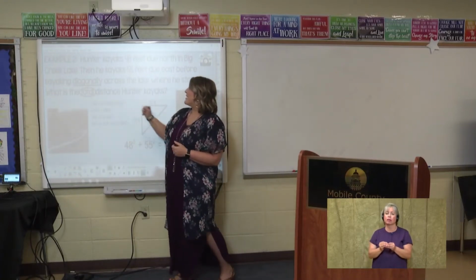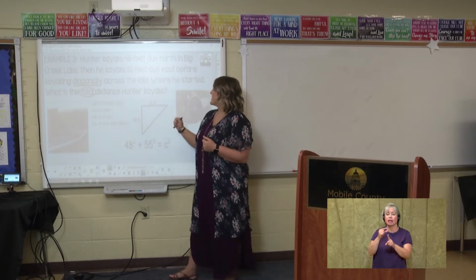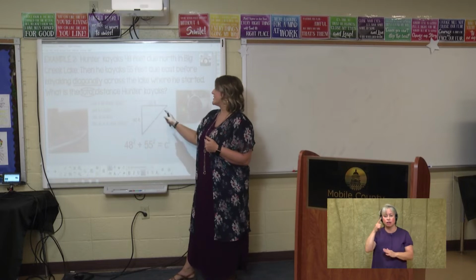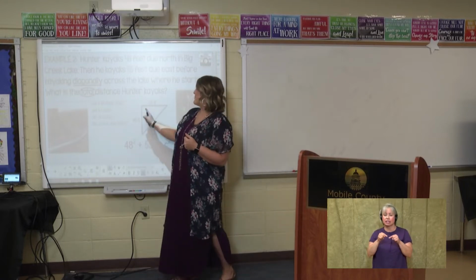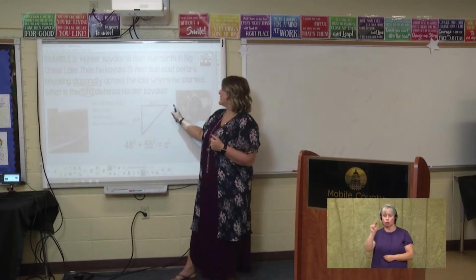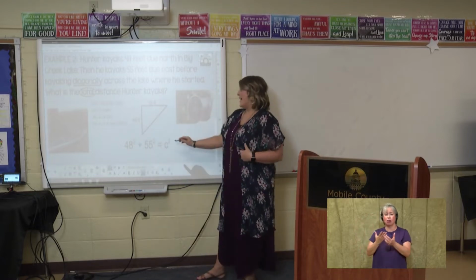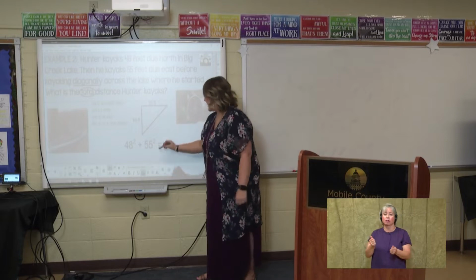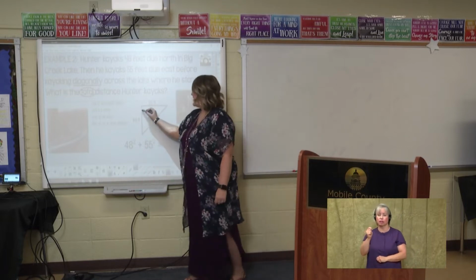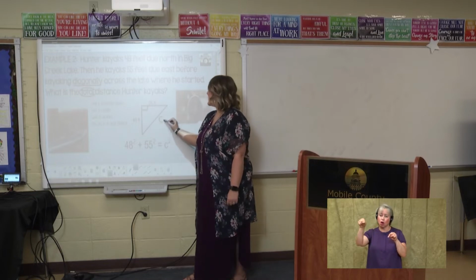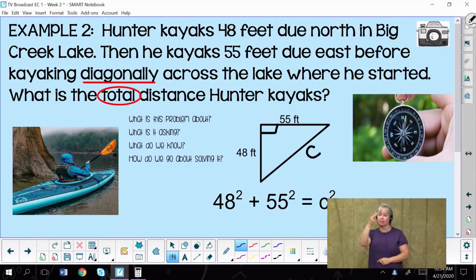What is this problem about? Kayaking. What is it asking for? It's asking for the total distance. What do we know? We know that he went north 48 feet. He went east 55. And how do we go about solving it? Well, we're going to use the Pythagorean theorem to solve this missing side, which we know is across from the 90-degree angle. So that is our hypotenuse, which we call C.